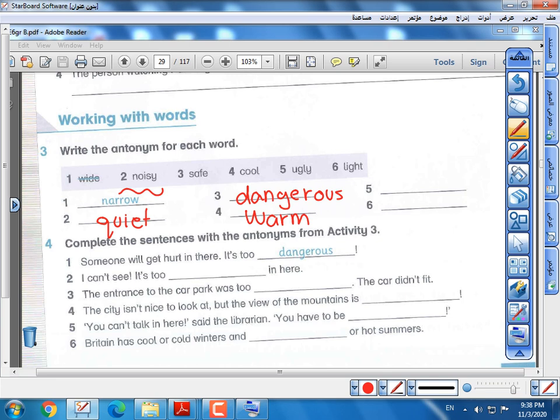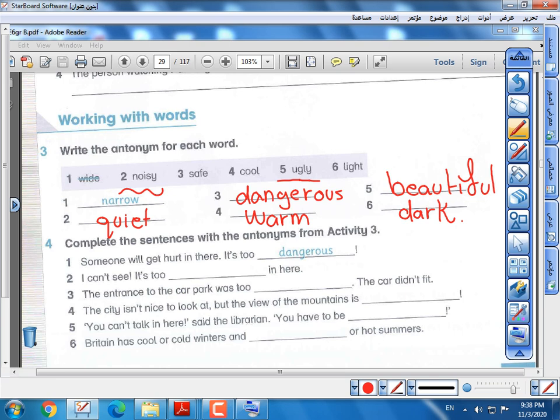Number 5. Ugly, and the opposite of ugly is beautiful. عكس كلمة ugly اللي هي معناها قبيح هو beautiful اللي معناها جميل. Number 6. Light, and the antonym for this word is dark. Okay, now let's move to question number 4. Complete the sentences with the antonyms from activity 3. رح نستعين بالكلمات اللي وردت معنا في السؤال الثالث عشان نقدر نحل question number 4.